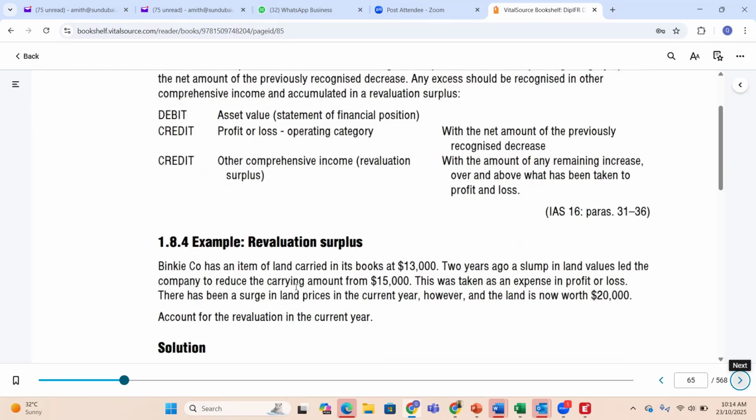Now it is 20,000. So now the revaluation OCI, how much would you be crediting in OCI?